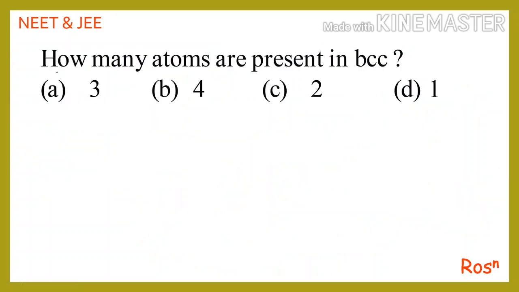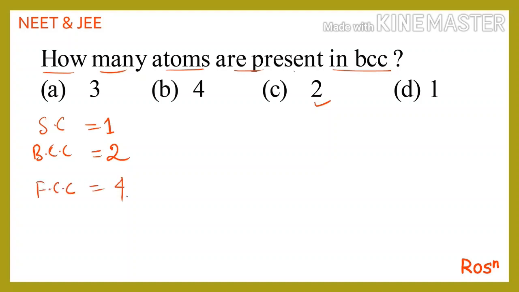See the next question. How many atoms are present in BCC? Very simple question. The number of atoms is equal to 2. C is the right answer. You know, for a simple cubic unit cell, the number of atoms is equal to 1. For BCC, the number of atoms is equal to 2, and for FCC, the number of atoms is equal to 4.